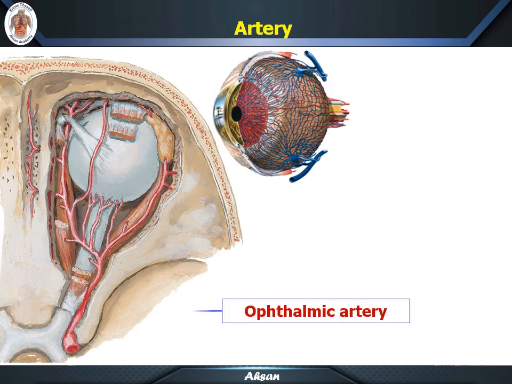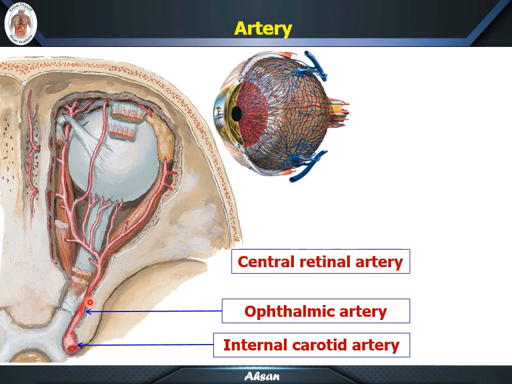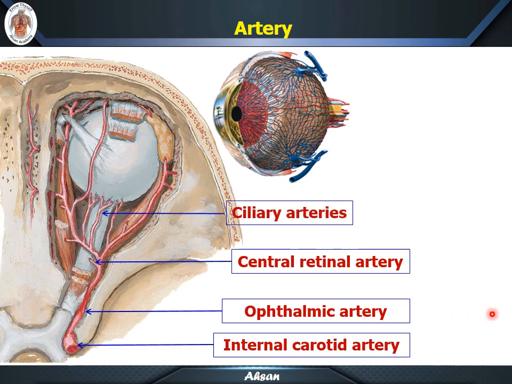Artery supply. This is the ophthalmic artery, a branch of the internal carotid artery, and alongside the optic nerve it passes through the optic canal. Then it gives one artery, the central retinal artery, that enters the optic nerve, occupies almost the central position of the optic nerve and enters the eyeball. As we have already discussed, in the optic disc this can be visible, and it spreads all over the retina.